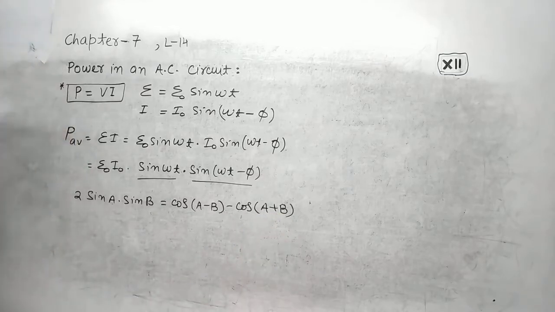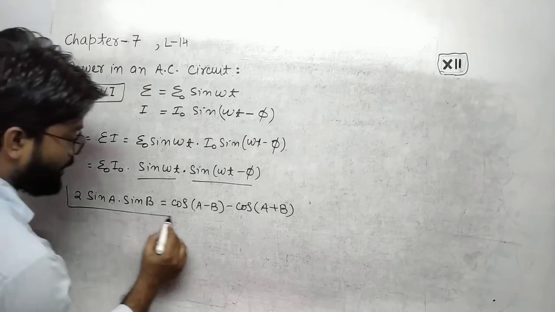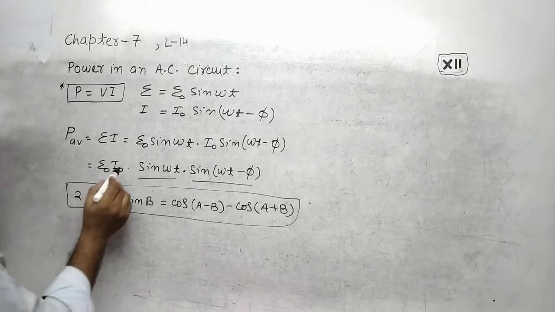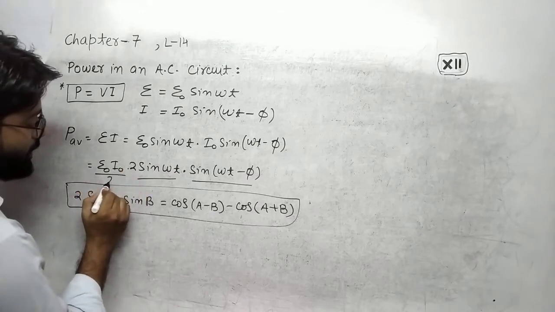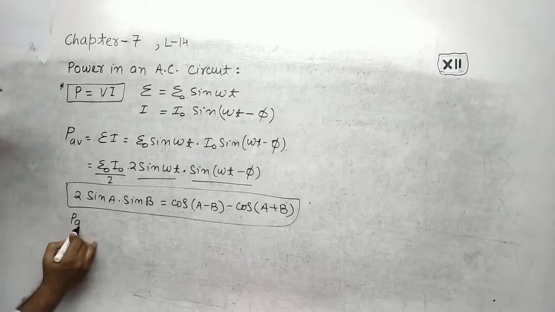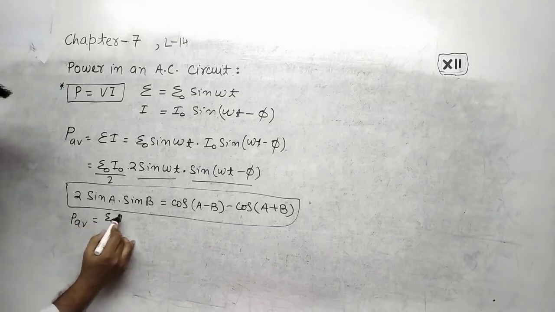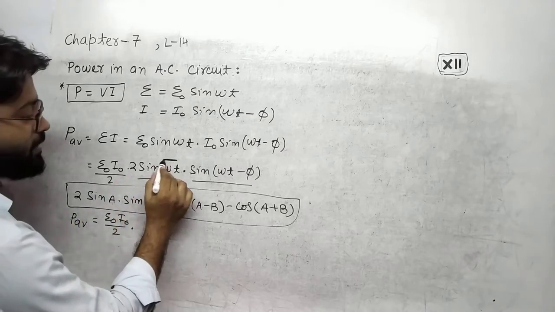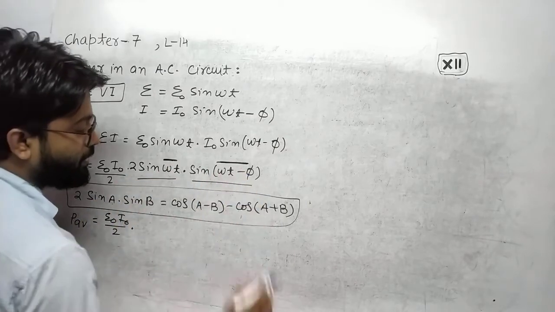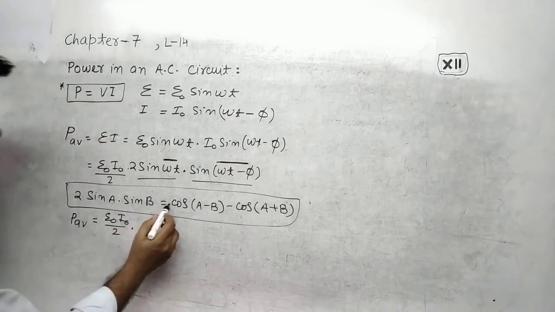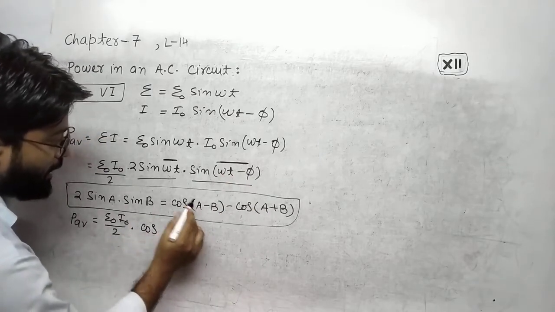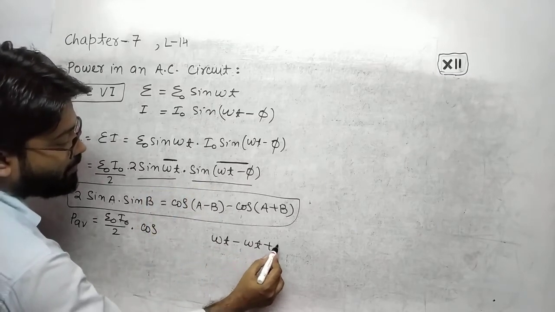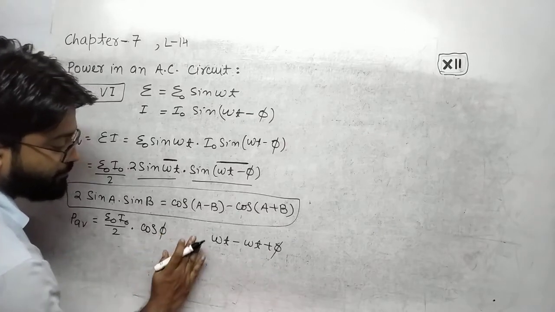This is the formula. But here the 2 is not present, so you can multiply and also divide by 2. Then average power will become E naught I naught upon 2 times the expression, where A is omega t and B is omega t minus phi. Here cos (A minus B) is cos of omega t minus omega t plus phi, which will be only phi.